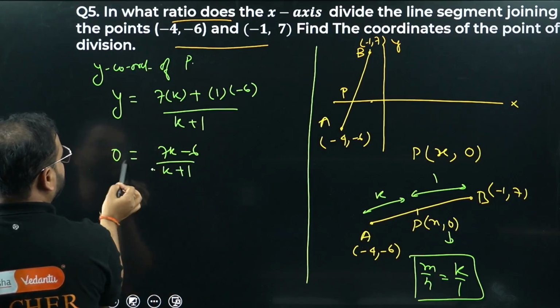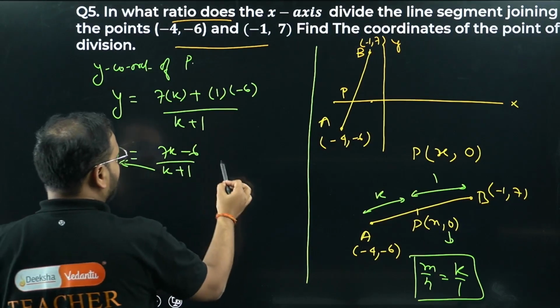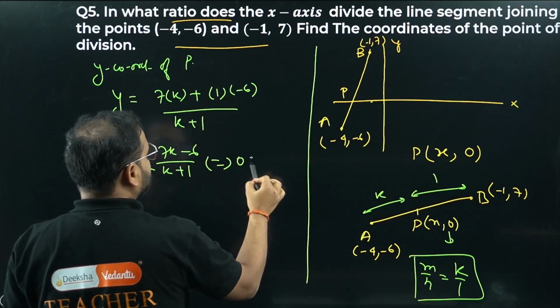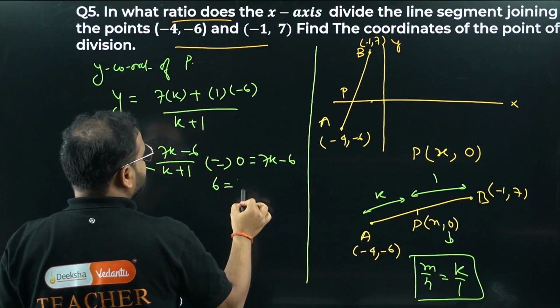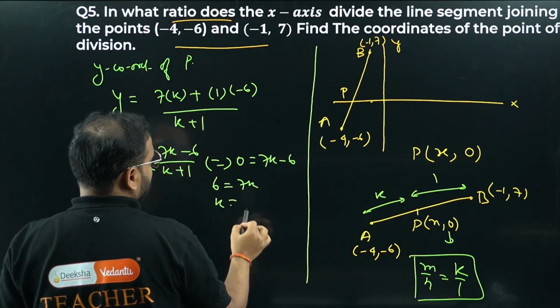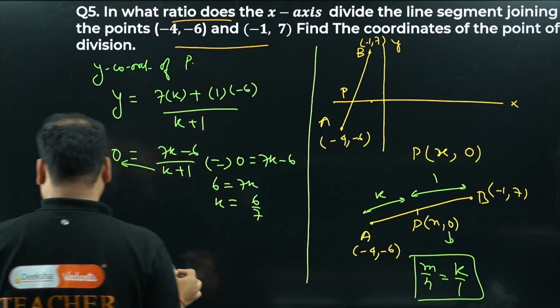Bring this over here, cross multiplication. It will become 0 equals 7k minus 6. So over here I'm getting 6 equals 7k. I'm getting k equals 6 by 7.